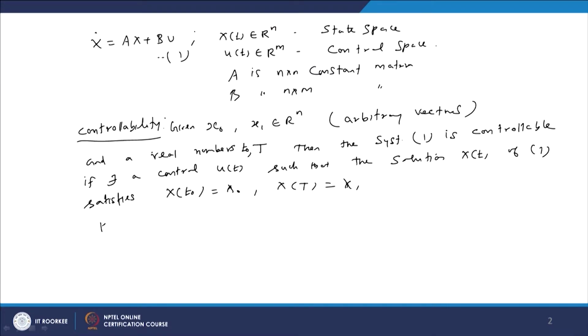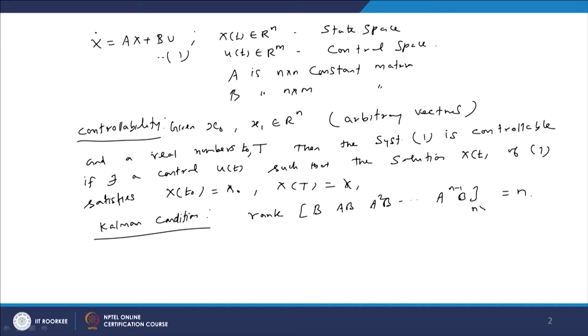So, we have proved that the system is controllable if and only if the rank of the matrix B, AB, A square B, etc., A power n minus 1 B is equal to n. The size of the matrix is n cross m into n. This is for the constant matrices or the autonomous system.